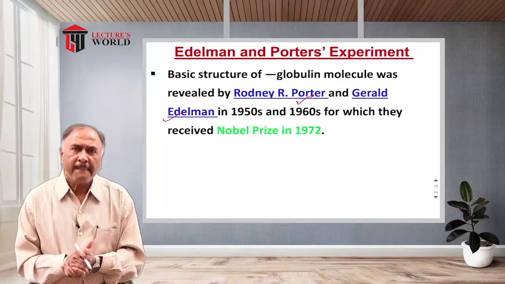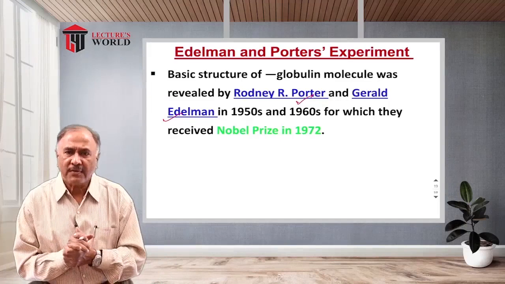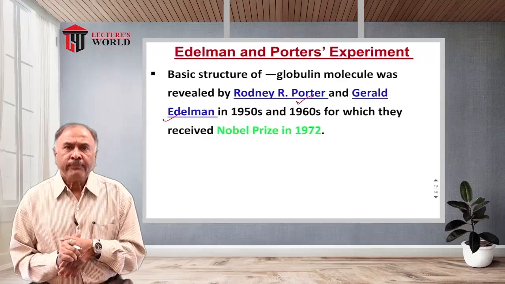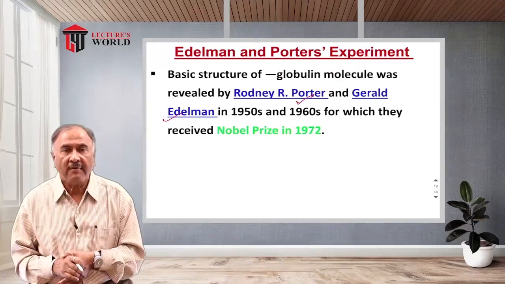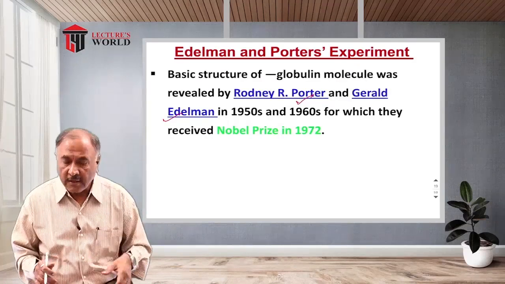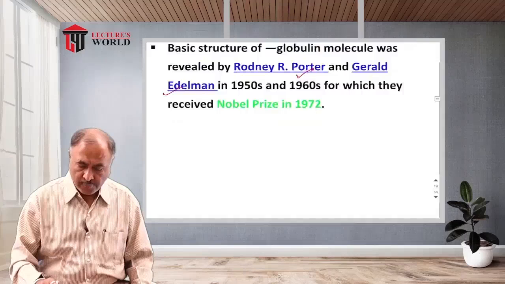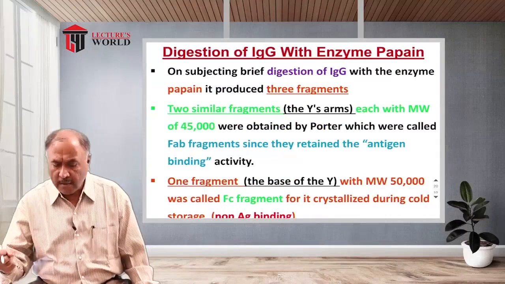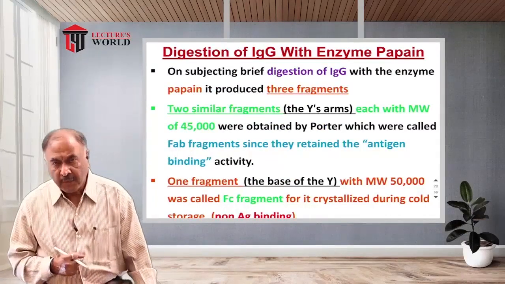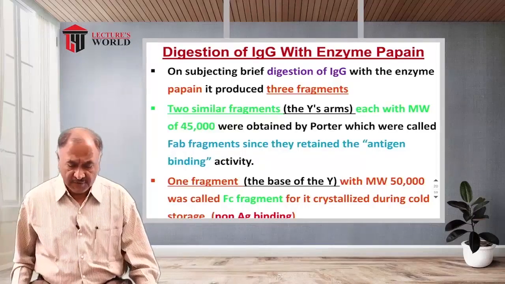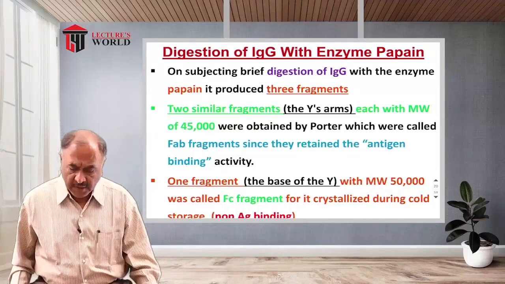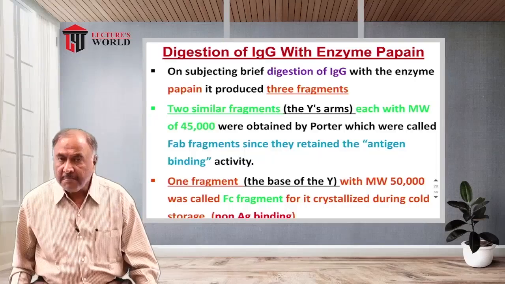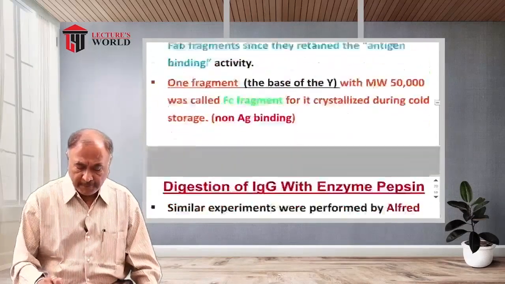All these things and much more were studied in detail by Porter and Edelman between 1950 and 60, and for this they were awarded the Nobel Prize in the year 1972, because this was one of the basic structures that played an important role in this molecule. How did they discover this structure? They did it by treating these immunoglobulin molecules with the enzymes papain and pepsin.